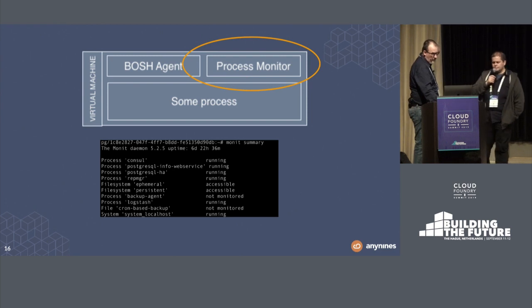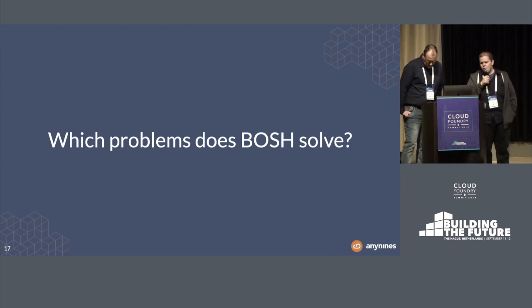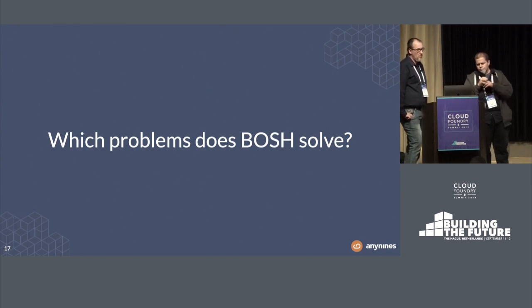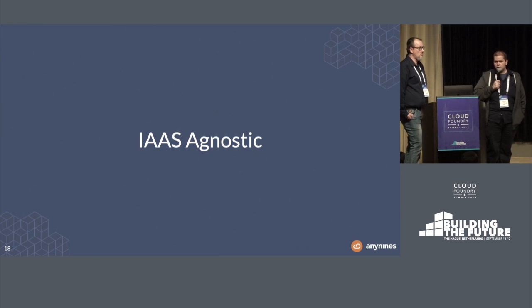Okay, then. We've just given you a very brief summarization of what BOSH does and what it consists of. And now we ask the question, which problems does it solve for you? Well, the first feature that BOSH comes with is the fact that it is IaaS agnostic. Again, IaaS stands for Infrastructure as a Service, so you have your own infrastructure, or you have some infrastructure that you obtain from a cloud provider.